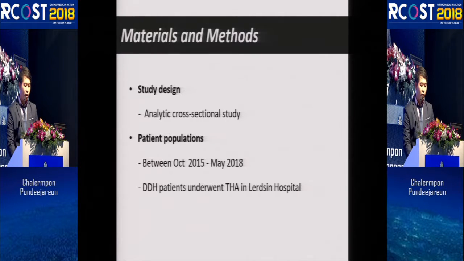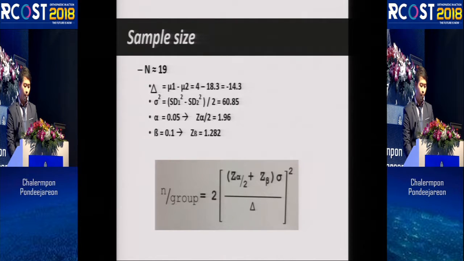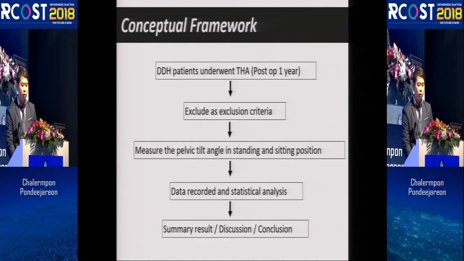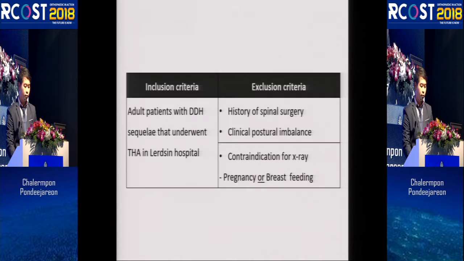For the material and method, this is an analytic cross-sectional study, and we included DDH patients between October 2015 and May 2018 who underwent total hip arthroplasty at Lersin Hospital by a single surgeon. The sample size was calculated to be 19 people. We collected DDH patients who underwent total hip arthroplasty for 1 year and applied exclusion criteria. After that, we measured the pelvic tilt angle in sitting and standing position, then analyzed the results, discussion, and conclusion.